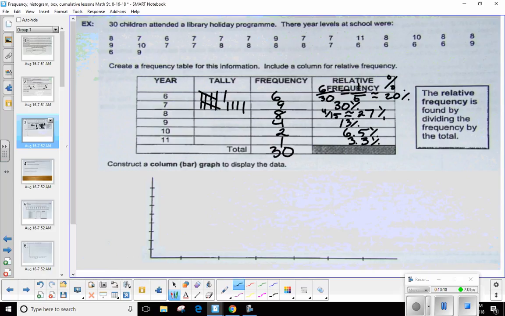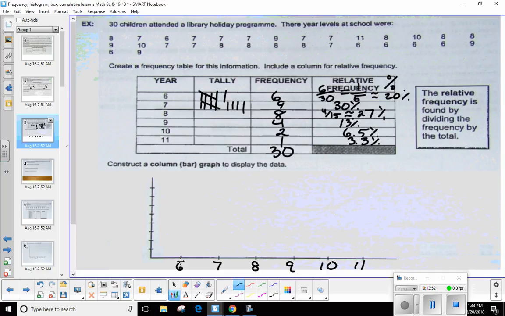Okay. All right. So construct a column or a bar graph to display the data. Okay, so there's going to be a big difference in the bar graph we create as opposed to what we're going to call a histogram in just a few moments. Let's do it on time. Okay. So what should my horizontal axis be? Okay, the year. So we've got tick marks already created for me. So we've got your 6, 7, 8, 9, 10, 11.